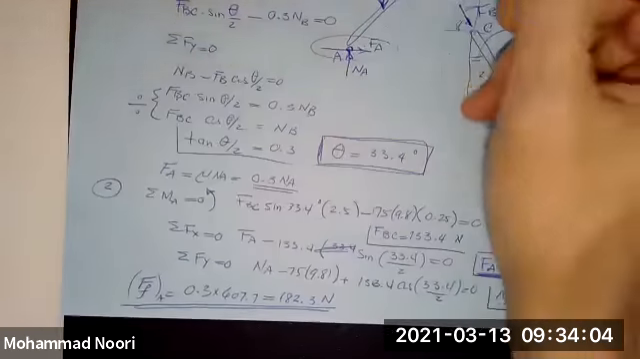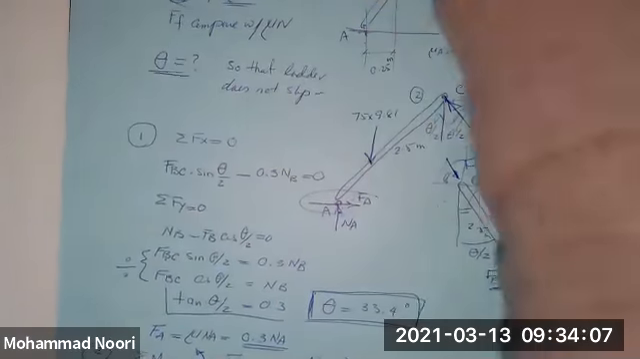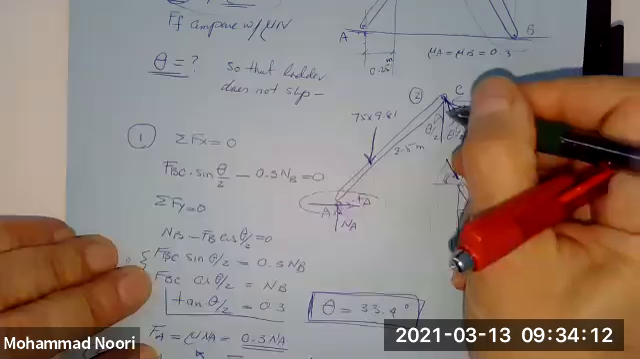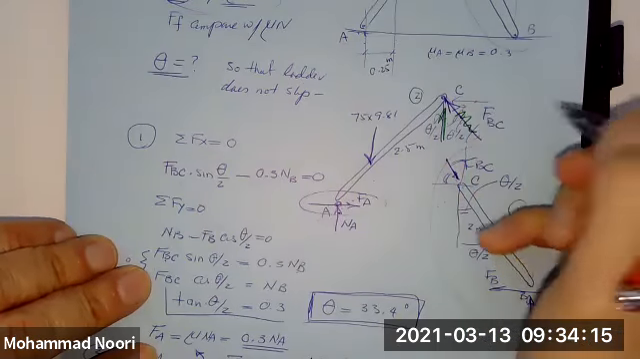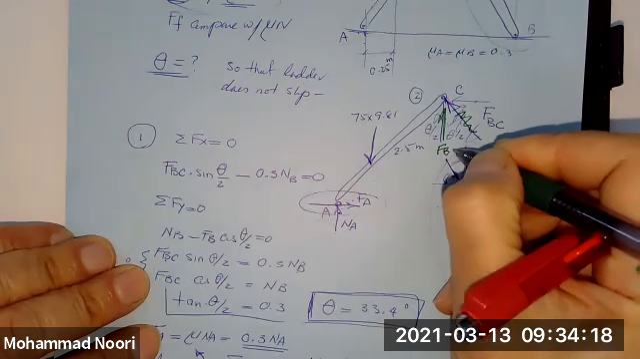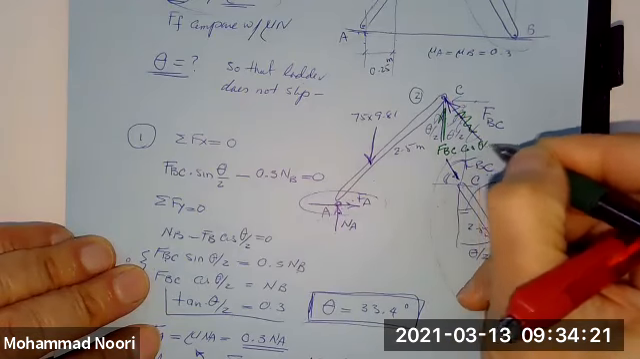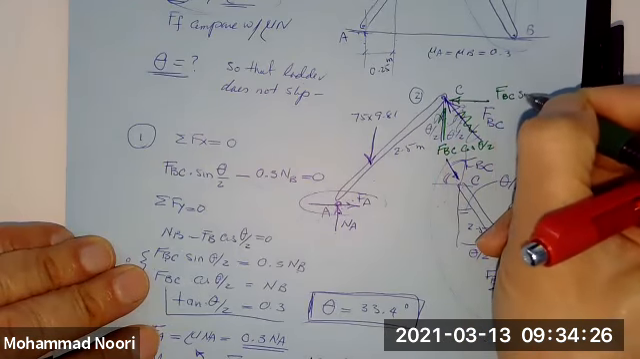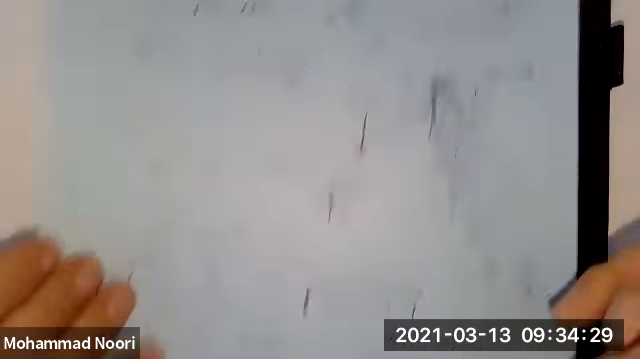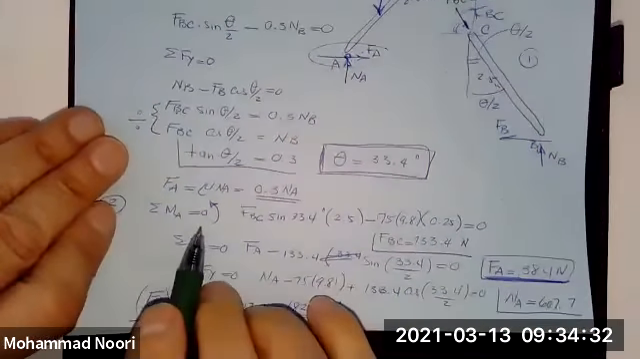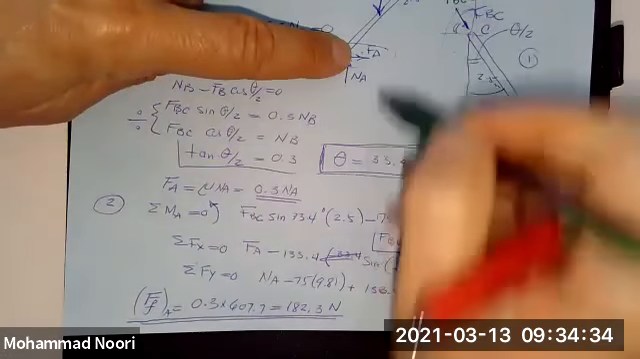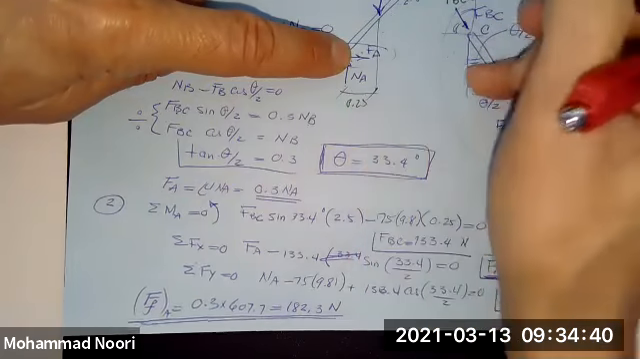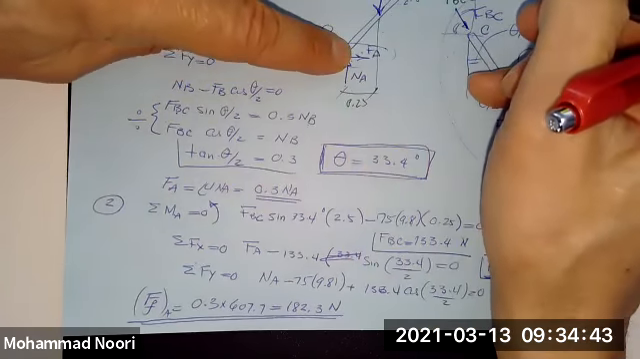You have these two components. I should have actually done this. Let me resolve it into its components. So this is FBC cosine of theta over 2, and this is obviously FBC sine of theta over 2. Okay, so I'm taking summation of moment about A. This one is clear because this distance is given, 0.25.